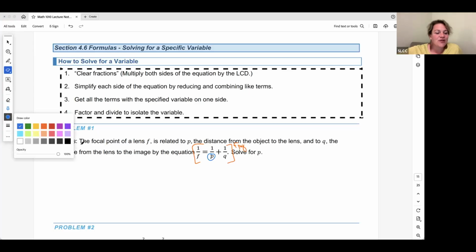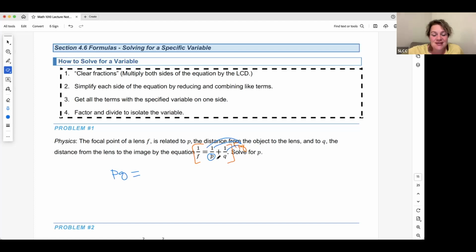All right, let's go through and distribute. When we distribute to each term, in the first term, the F's will divide to 1. I'm left with 1 in the numerator times PQ. That's equal to, the P's divide to 1 in the next term. I'm left with 1 in the numerator and FQ. Plus, in the last term, the Q's divide to 1. I'm left with the 1 in the numerator times FP.